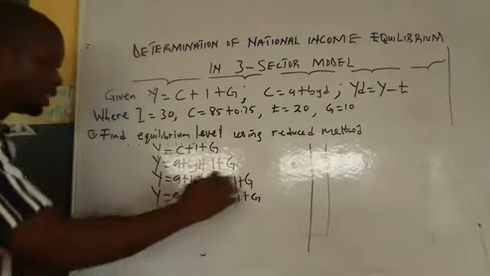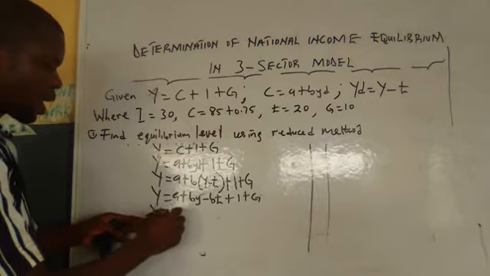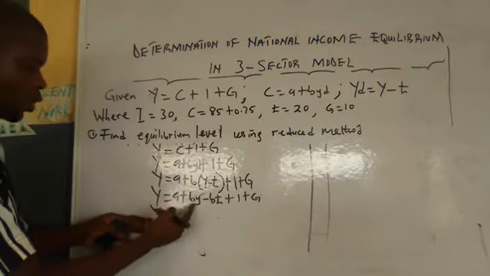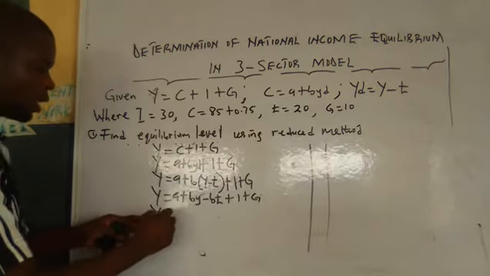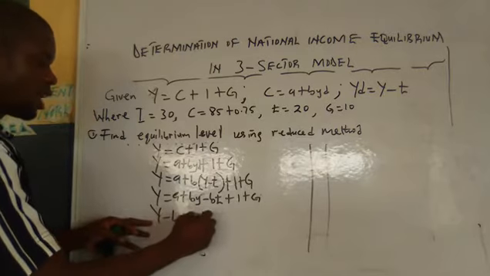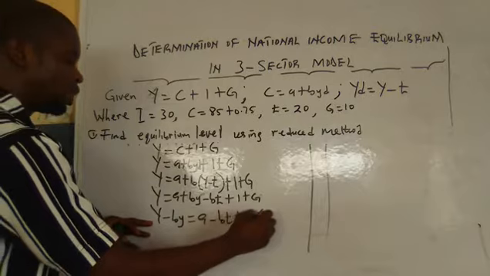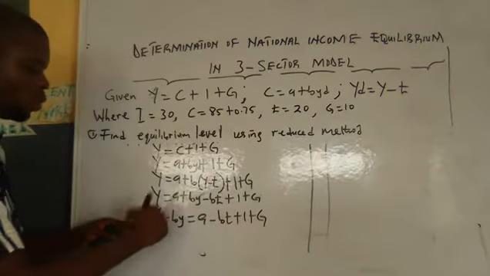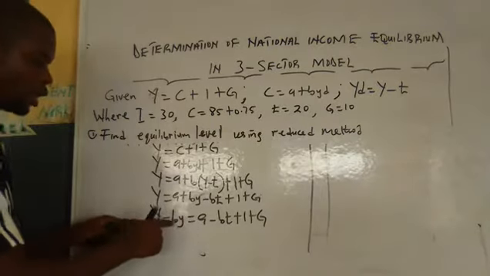So when we have all of this, we quickly collect the like terms, with Y on the left. The plus BY becomes minus BY because it's coming to the left. Then we have A minus BT plus I plus G. Why did we take only BY? Because it's the only one that has the same thing with Y.